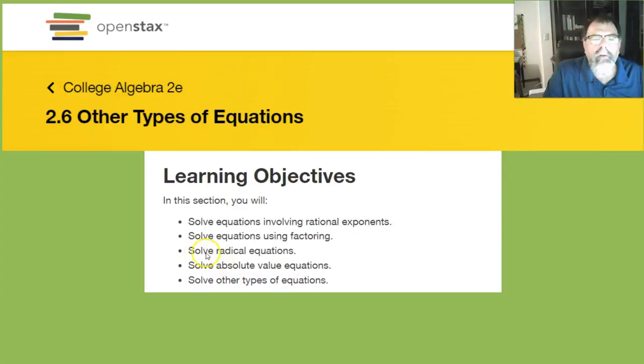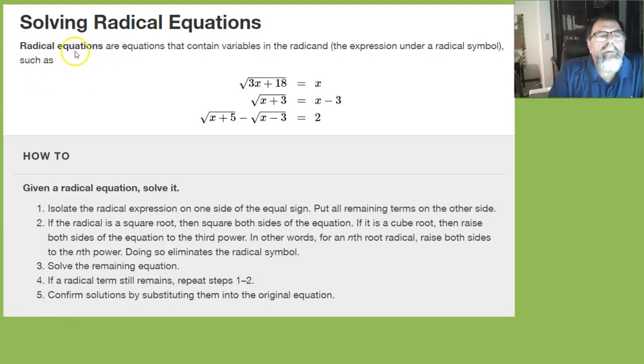All right, on to the next learning objective, solve radical equations. Radical equations are equations that contain variables in the radicand. That's the expression under the radical symbol. So here are some examples. If I have the square root of 3x plus 18 equals x, notice I have x under the radical sign, so that would be a radical equation. The next example is the same thing. We've got square root of x plus 3. The x plus 3 is under the radical sign. That's called the radicand. And x is in the radicand, so that would be a radical equation.